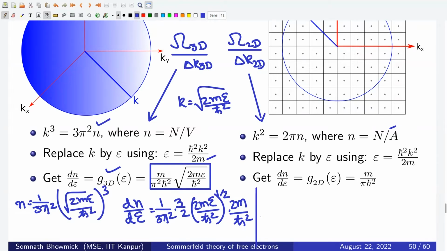Similarly, in case of 2D, we just write n is equal to 1 by 2 pi, and in place of k square, we are just going to replace 2me divided by h cross square. And in this case, we get dn by dE is equal to m by pi h cross square. Using a similar method, you can derive the density of states for 1D free electron gas. This is left as an exercise for you.